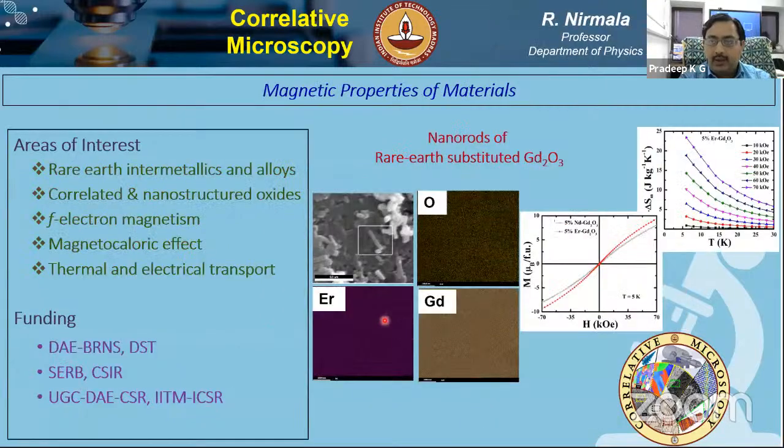My colleague, Professor Nirmala from the Department of Physics, deals with the magnetic properties of materials, where they work a lot with rare earth substituted oxides, and they produce them in the form of nanometer structures, as what you see here. There are some nanofibers and nanowires, and we support through this correlative microscopy center to do the chemical mapping and couple that with the magnetic properties of the materials at the nanometer scale. Likewise, we have different colleagues doing a whole set of activities. We will try to cover most of them as we go along.